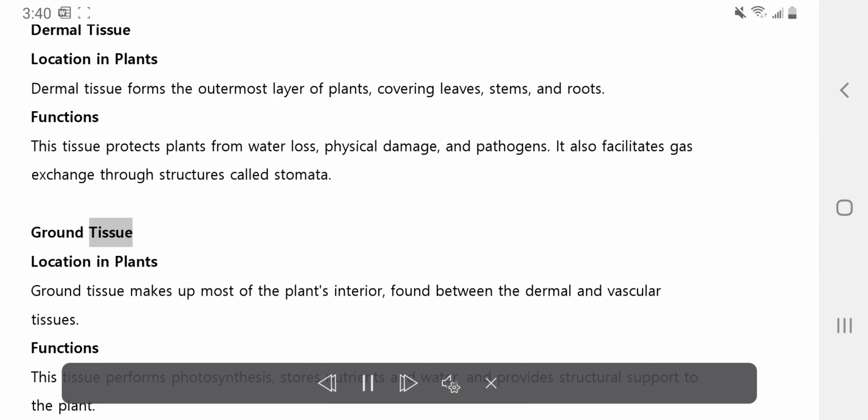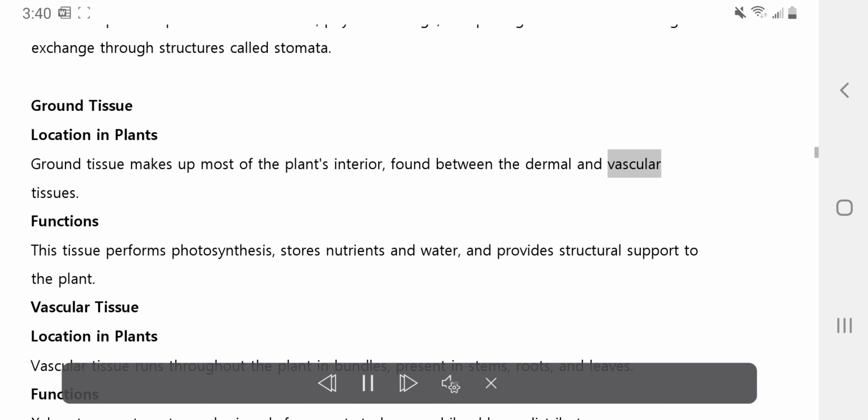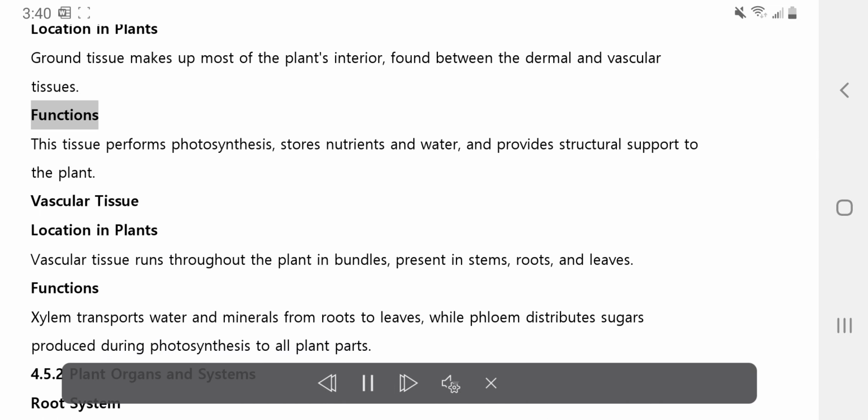Ground tissue. Location in plants. Ground tissue makes up most of the plant's interior, found between the dermal and vascular tissues. Functions. This tissue performs photosynthesis, stores nutrients and water, and provides structural support to the plant.